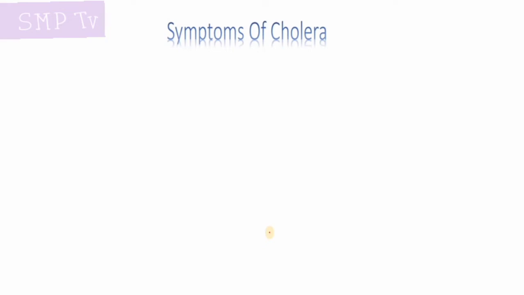So let's have some symptoms of cholera. When the Vibrio cholerae enters into your intestine, what happens? There is pain in the abdomen. You feel pain in your abdomen. So this is not a skin disease like what we did the other time. This is an intestinal disease. The bacterium enters into your intestine and it begins to worry you.